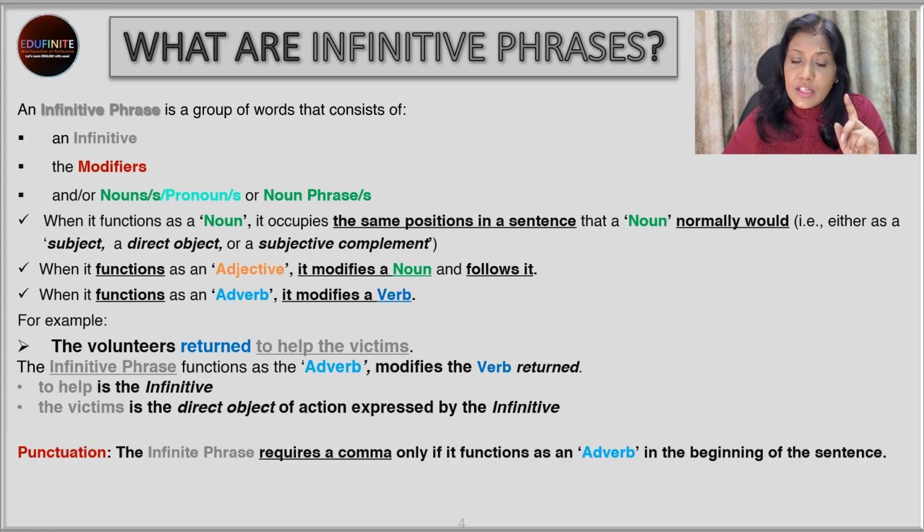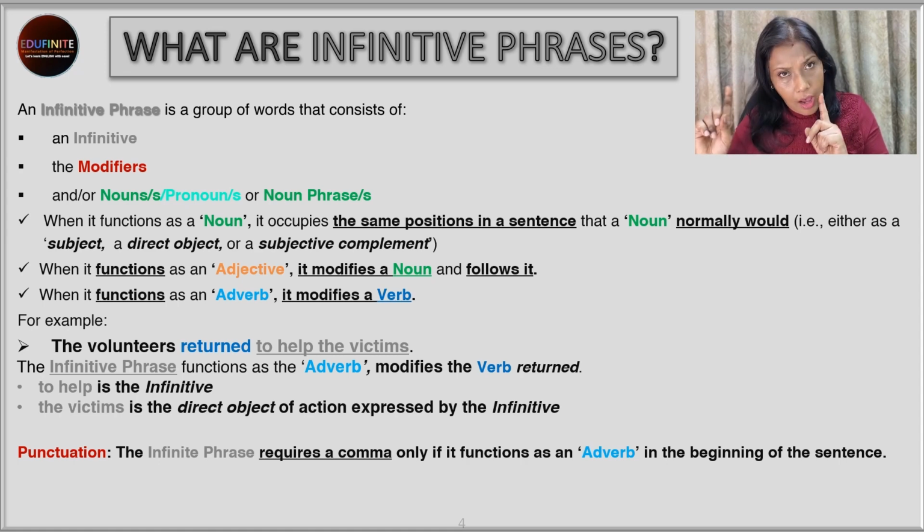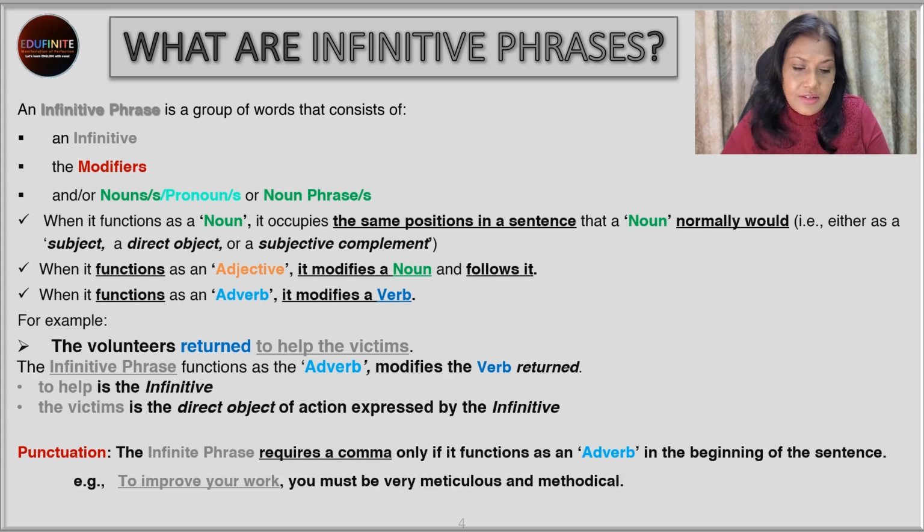Now, the punctuation. The infinitive phrase requires a comma only if it functions as an adverb in the beginning of the sentence. So only when it's functioning as an adverb and it's placed at the beginning of the sentence, then it will be followed by a comma and then the rest of the sentence. Otherwise, if it's functioning as a noun or as an adjective or even as an adverb which is placed after the sentence, no punctuation is needed. So let's look into an example to understand it.